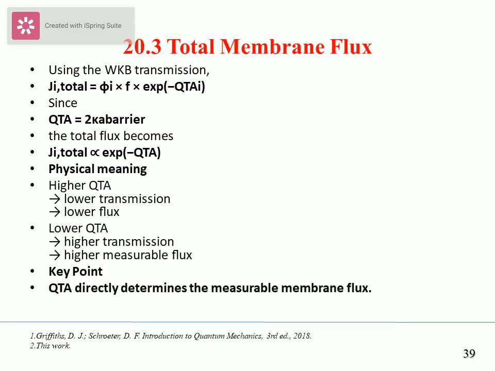Now let's combine everything to get the total membrane flux. We use the WKB transmission probability, which is e to the power minus QTA. So the total flux for each isotope is incident flux times porosity times e to the power minus QTA. QTA is equal to 2 times kappa times barrier width. Higher QTA means lower transmission and lower flux. Lower QTA means higher flux. So the QTA directly controls the membrane flux. By tuning barrier design, we control how much helium passes.